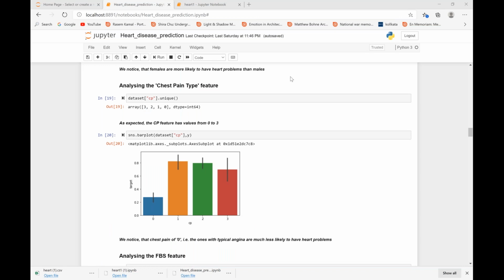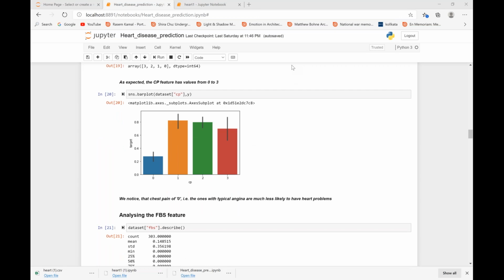Now coming to analyzing the chest pain feature. Once we plot the bar graph similar to the above, we can find that chest pain type 0, those who have typical angina, are less likely to have heart problems than the others.